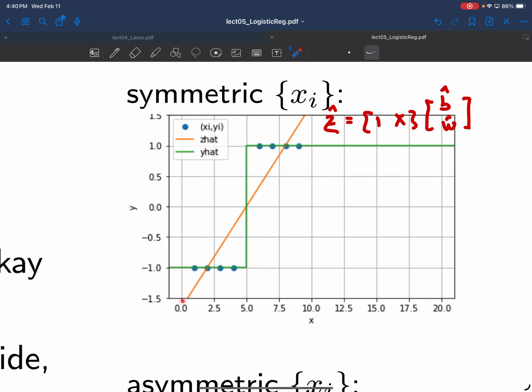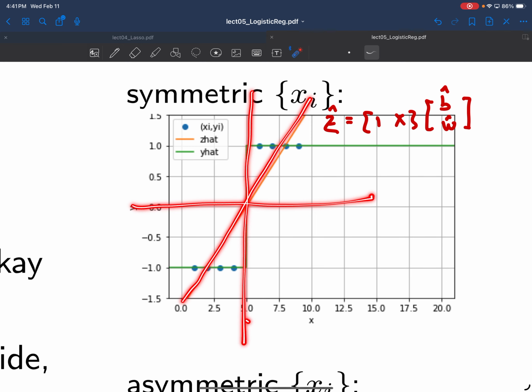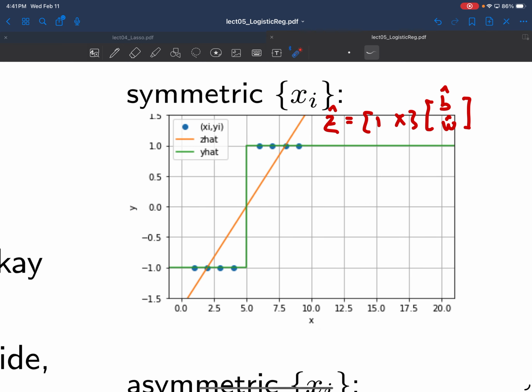And then we threshold it. Whenever z hat is greater than 0, which happens whenever x is greater than 5, we would report 1. That's this green trace. And whenever it's left of 5, we report -1. Okay, so everything works perfectly here. Seems great. We're pretty happy with the least squares procedure. Is it kind of clear what I'm showing here in the figure?